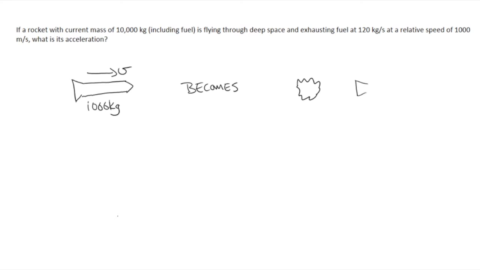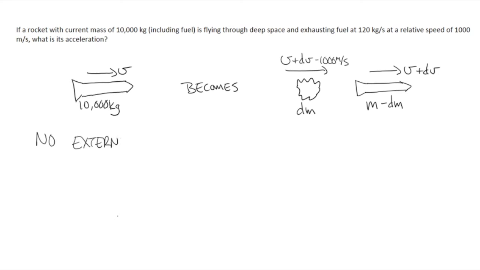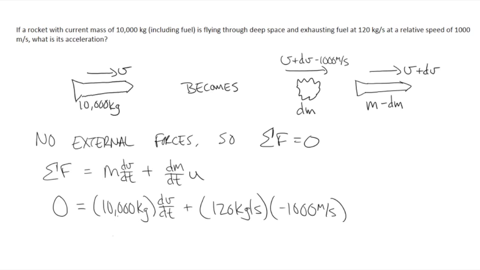So putting some numbers on it, if the rocket with a current mass of 10,000 kilograms, including fuel, is flying through deep space and exhausting gas at 120 kilograms per second with a relative speed of 1,000 meters per second, what is the rocket's acceleration? Adding these numbers to our original picture and plugging in the equation we derived and solving it for dv/dt, you can see that the acceleration of the rocket is 12 meters per second squared.